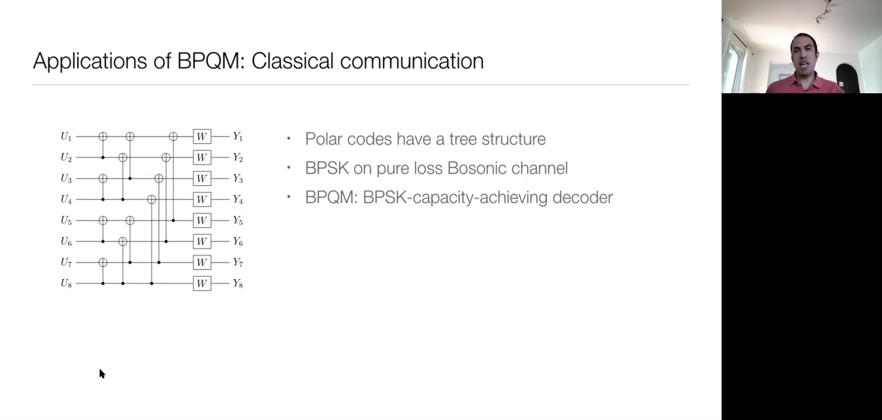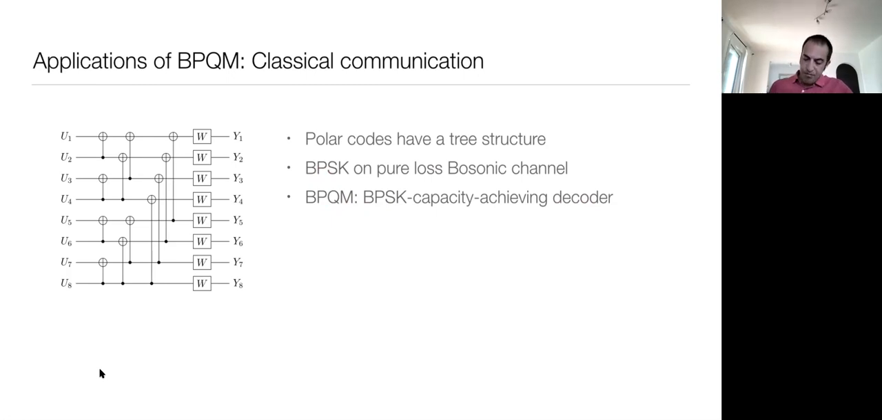They're not orthogonal. It's exactly this pure state channel we were talking about. If the receiver just gets a lossy version of that, it's also still a pure state. And so we have exactly the setting. So we can use the BPQM algorithm to give an efficient decoder that can achieve at least the capacity of this kind of encoding scheme.